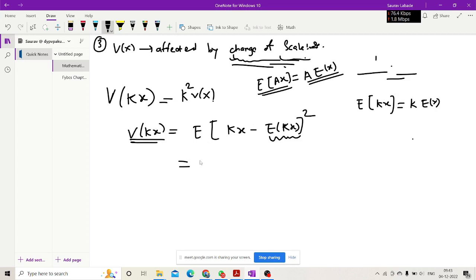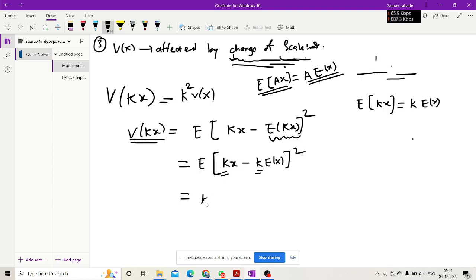So this will become expectation of kx minus, what will be this? This will be k into expectation of x bracket square. Okay. Now here the term is constant k, right? So I can take it outside the bracket. But here it is a square, right? Bracket square. So the term is actually k square.